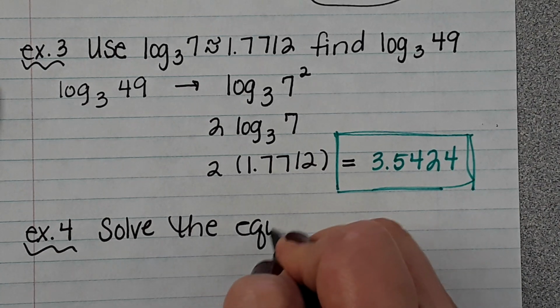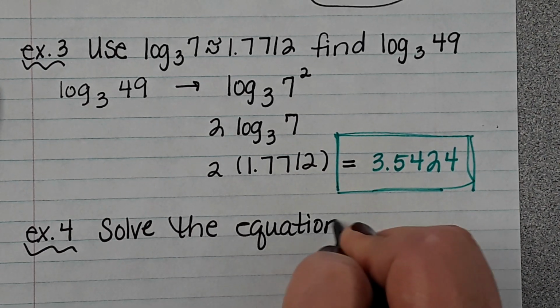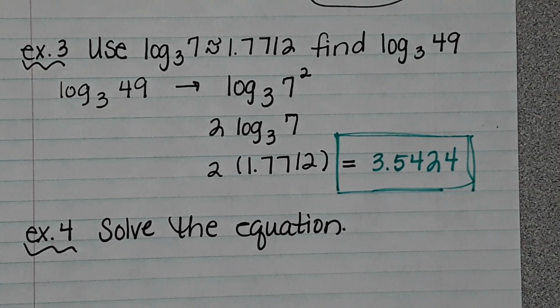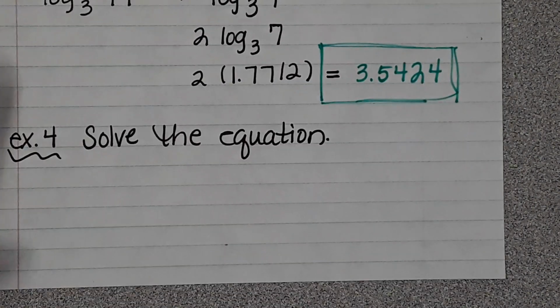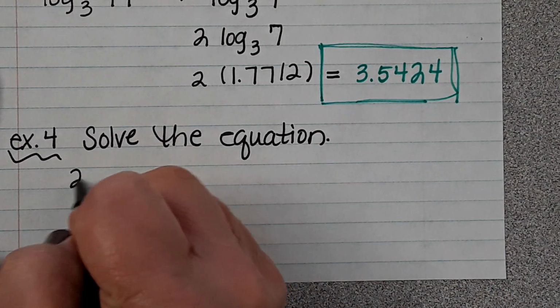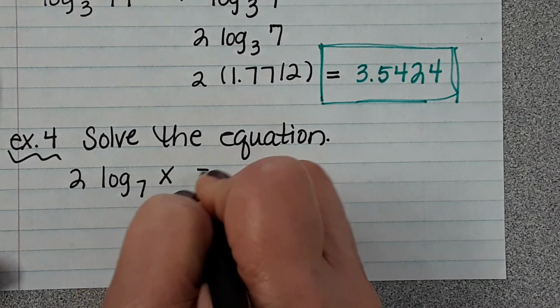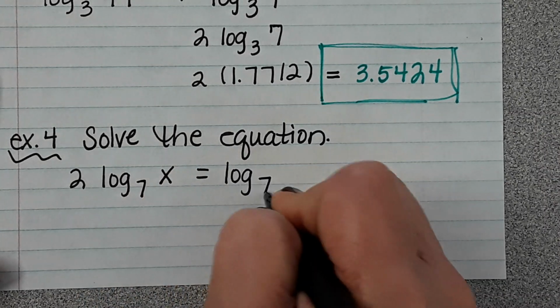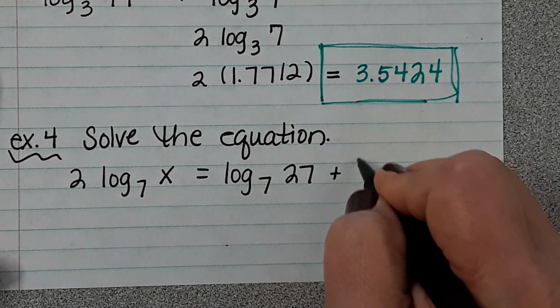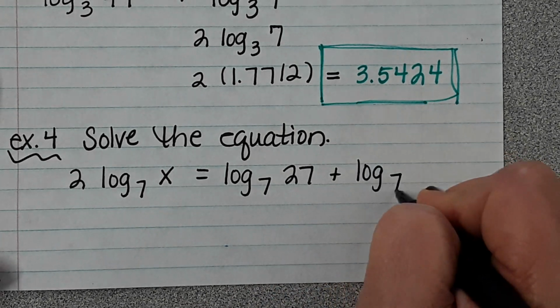Now, this is where we're changing it up. So now it says solve the equation. What that means is we're going to have to apply one of our properties, either the power property, or the product property, or we might have to do them both. Sometimes you might have to do more than one. So they're giving us this equation: 2 log base 7 of x equals log base 7 of 27 plus log base 7 of 3.